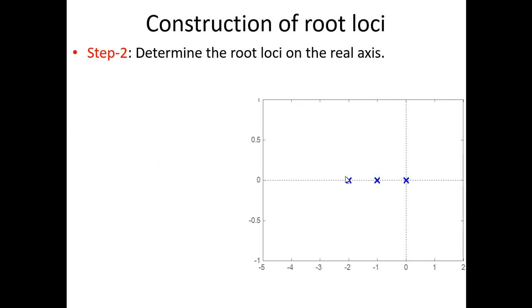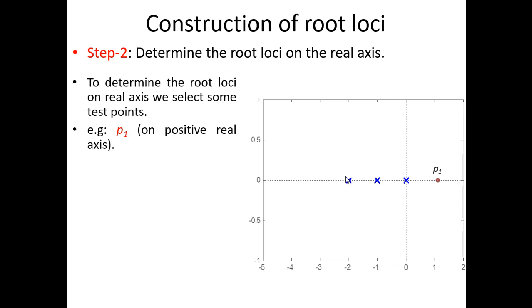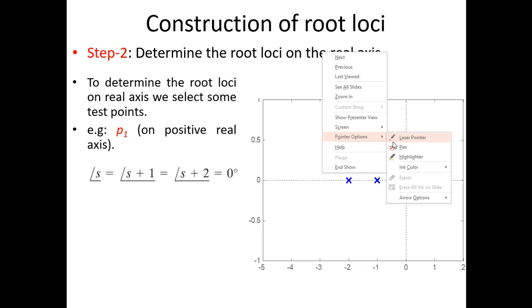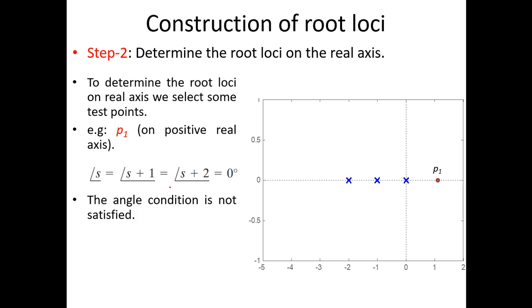Coming to step number 2, let's start with the test point. Let's say we have a test point known as P1, and if you want to see whether this P1 is actually on the root locus or not, we will find the angle criteria. The angle criteria tells us that the angle should be equal to odd multiples of 180 degrees. The answer should be the sum.